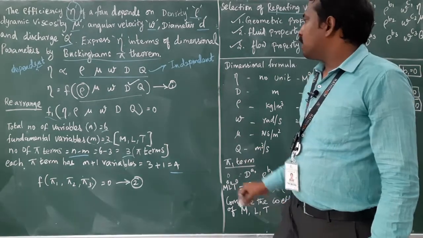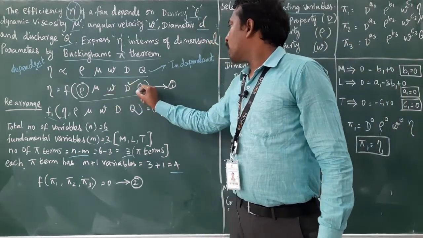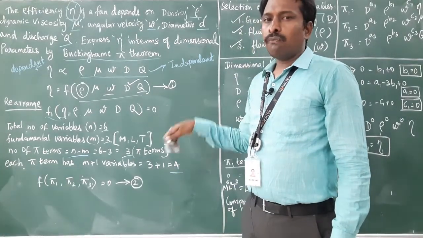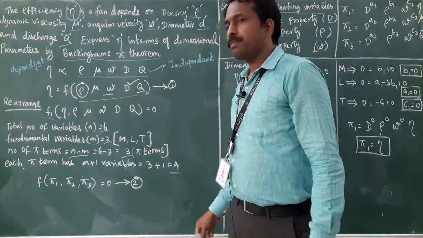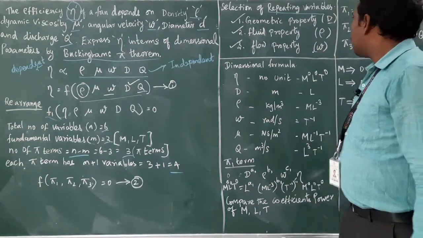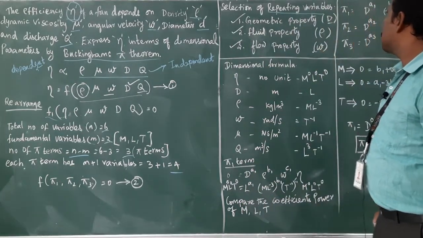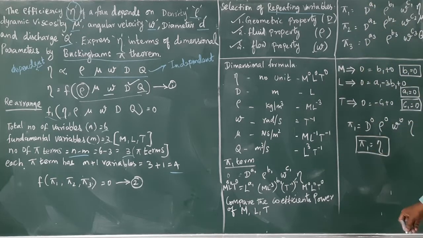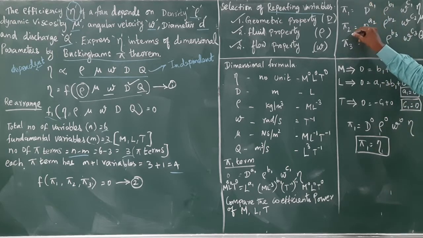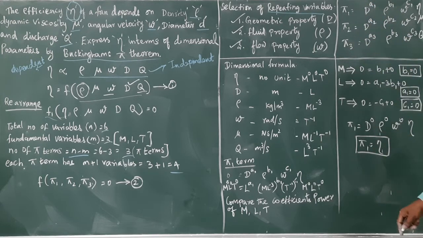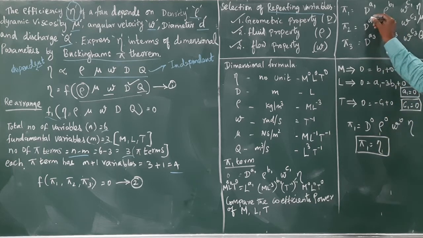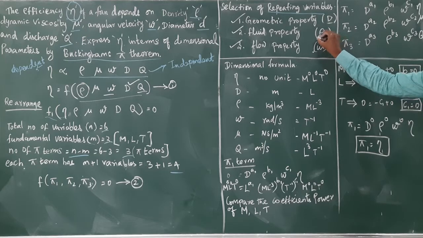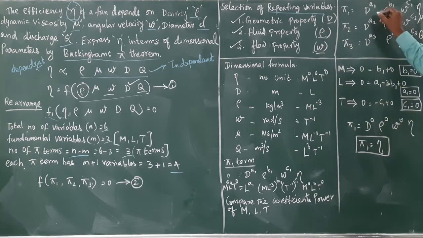Next, flow property. Here, omega and q are the flow variables. I am selecting omega as the repeating variable. See, we already found out there are 3 pi terms in this problem, pi 1, pi 2 and pi 3. First I am writing the repeating variables. Repeating variables d, rho and omega. So I am writing d, rho, omega in all the 3 pi terms.